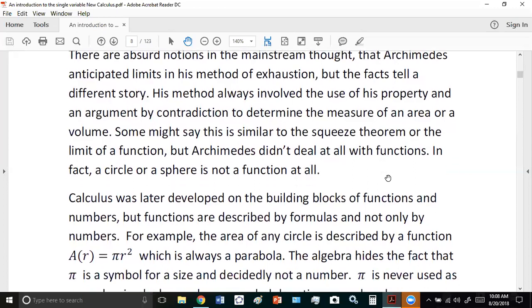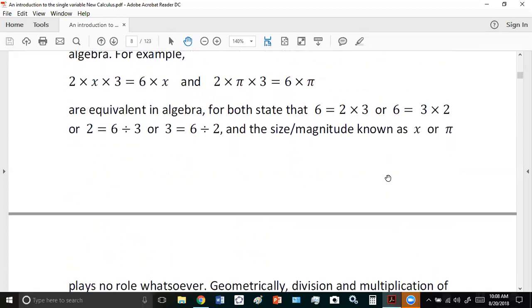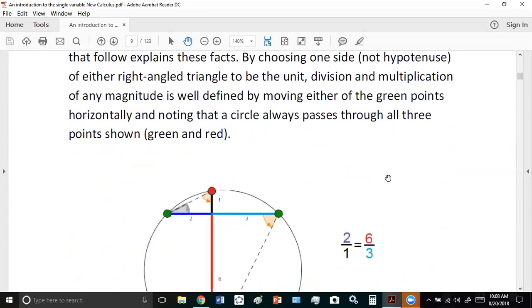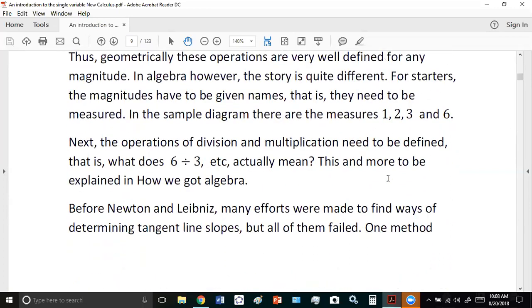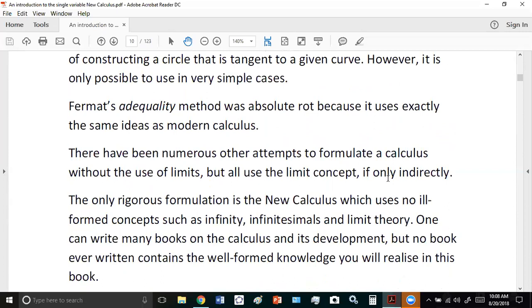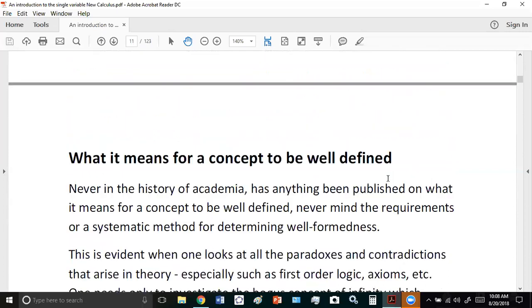Okay, so now I go through a lot of misguided notions showing relevant events in mathematics. What is a magnitude? What is a number? I talk about Cauchy and his ill-formed limit concept. And then I go in the second chapter into the discussion of what it means for a concept to be well-defined. Okay, so all I want to do in this first video is just leave it at that.